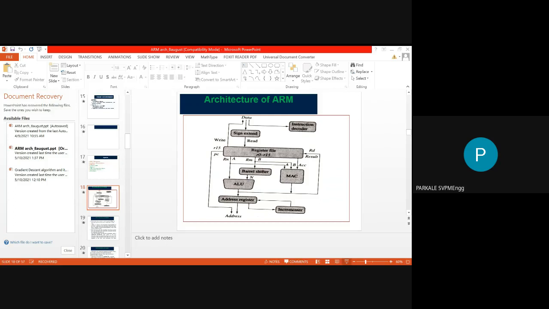Okay, but if you observe, one input from bus A is directly given to the ALU, whereas the other input from bus B is not directly given to the ALU. It is first given to the barrel shifter. Okay, so now this is one of the new concepts. What is the use of this barrel shifter?